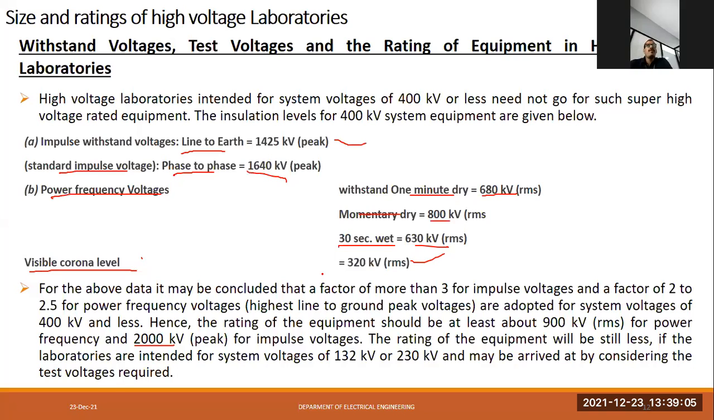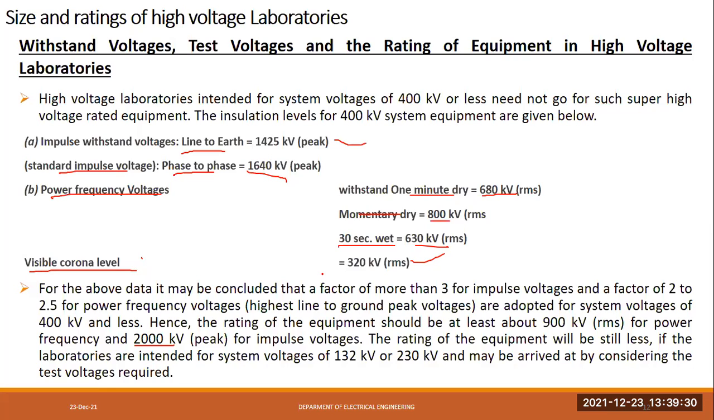If the equipment we have has a lower rating, then whatever the intention of the laboratory, which is around 132 kV or 230 kV, that may be a targeted test voltage that should be available. With the help of these test voltages, we can more easily test the electrical equipment that is available in a high voltage laboratory.